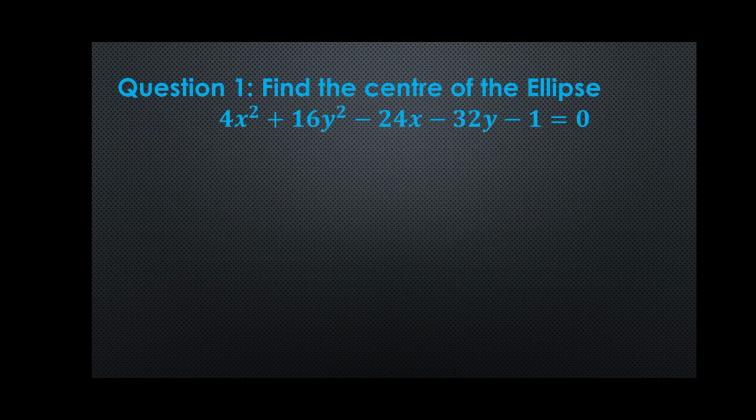For example, find the center of the ellipse 4x² + 16y² − 24x − 32y − 1 = 0. To find the x coordinate, differentiating 4x² − 24x, we get 4 into 2x − 24 = 0, which gives x = 3.